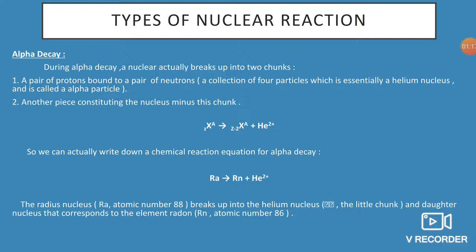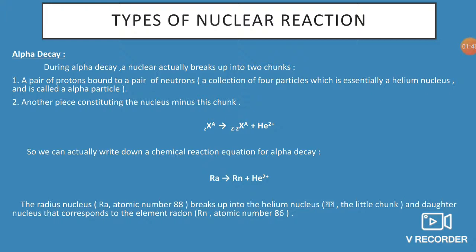So during this alpha decay, what happens is, if an atom has an atomic number Z, then that is the parent nucleus. It gives birth to a daughter nucleus which has an atomic number Z minus 2. And an alpha particle is emitted, which is a collection of 4 particles, or essentially we can call it a helium nucleus. So this reaction which is given here is the actual reaction that takes place in an alpha decay.